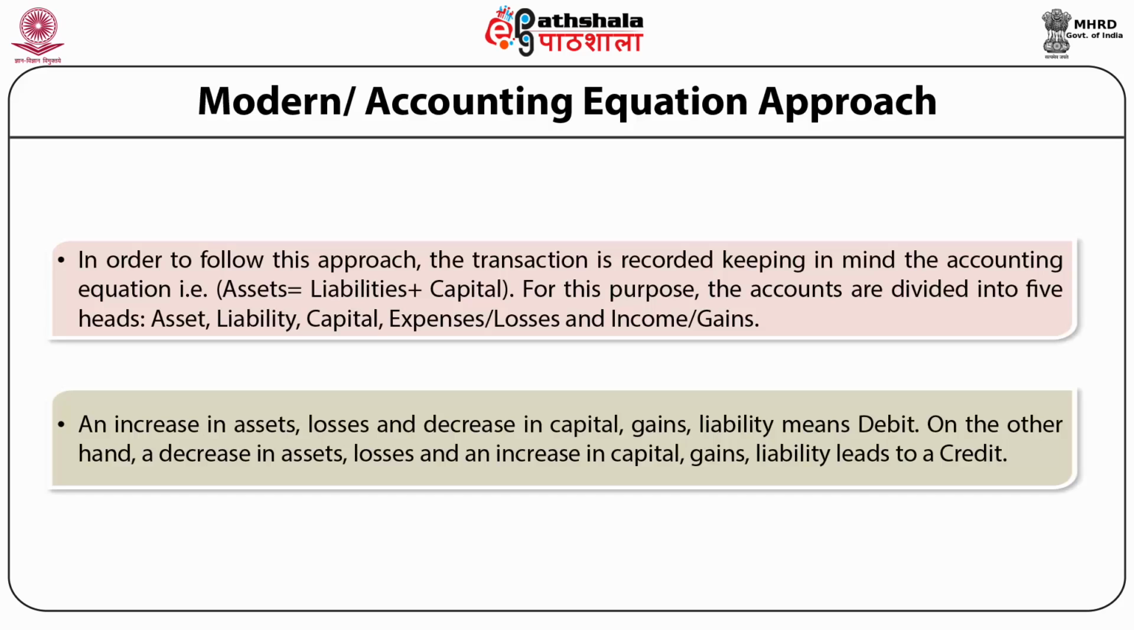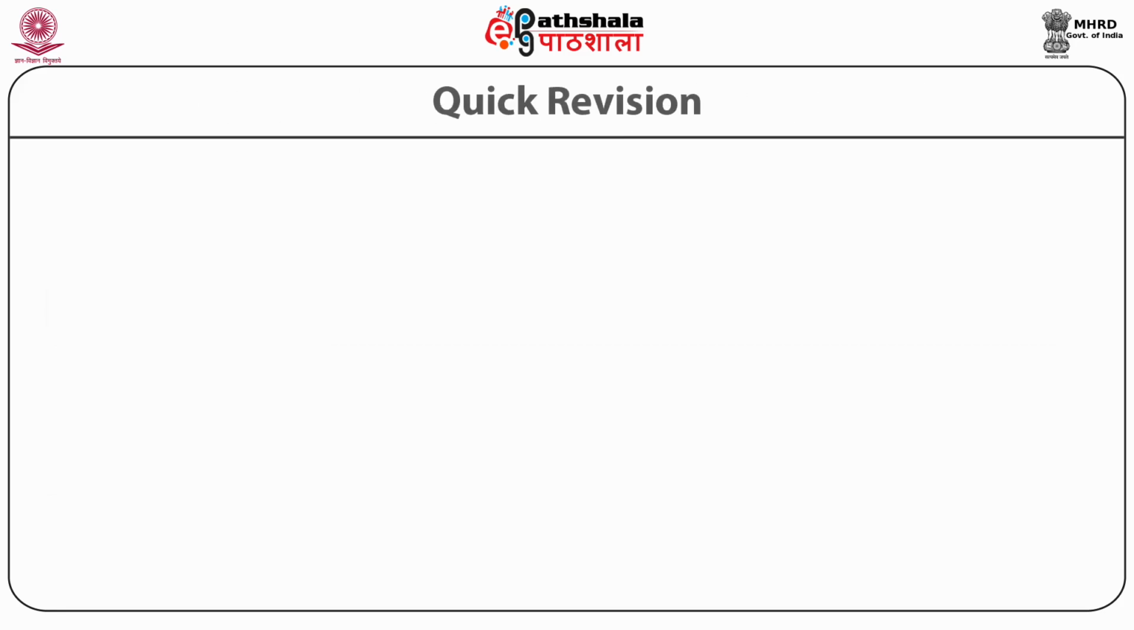An increase in asset means debit, whereas a decrease in asset means credit. The journal entry for the same would be furniture account debit rupees 6 lakhs to bank account rupees 6 lakh. In summary, we'll write being furniture purchased and paid in check.